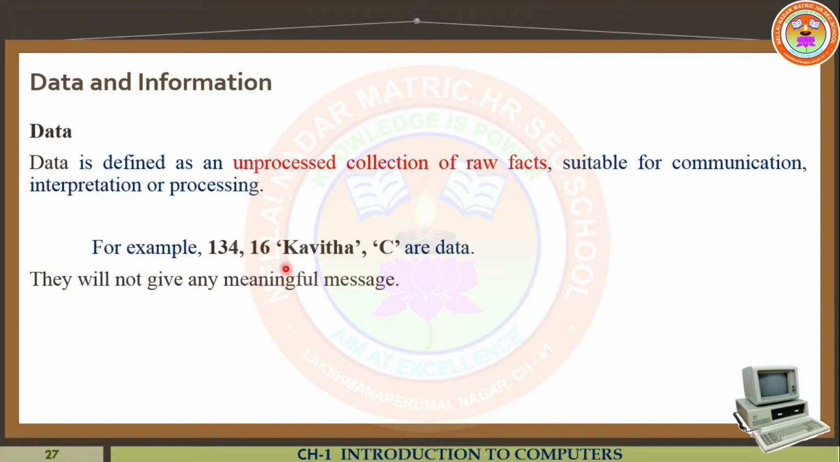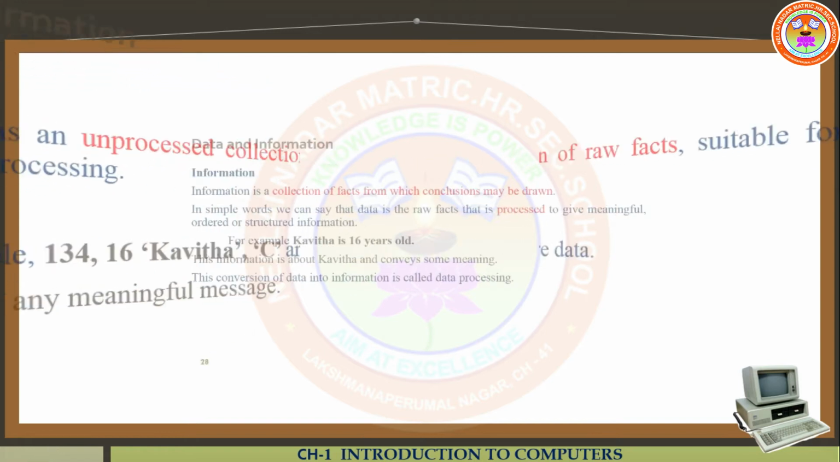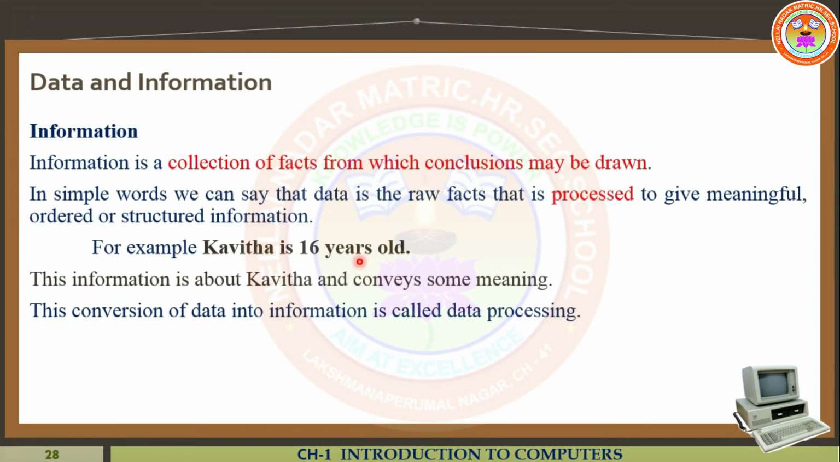Now you have to see that this is not a meaningful message, but in the next title, information, the same thing. Now, for example, Kavita is 16 years old. So now this sentence gives some meaningful information. So this is known as what? Information. So students, did you understand what is data and what is information?